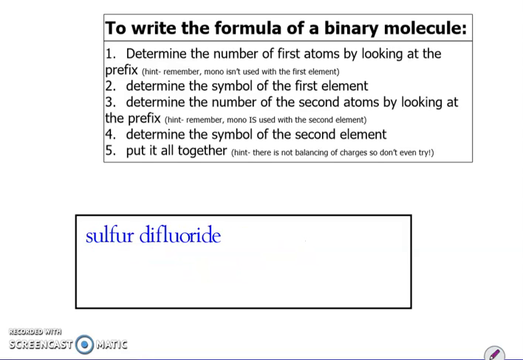Sulfur difluoride. Notice there's no mono at the beginning, so that's understood that there's only one sulfur. So it's going to be S. Difluoride means you have two of the fluorides, so it's going to be SF2. And sulfur difluoride is simply just that. And again, this is simply taking the names and the prefixes and converting them into symbols.